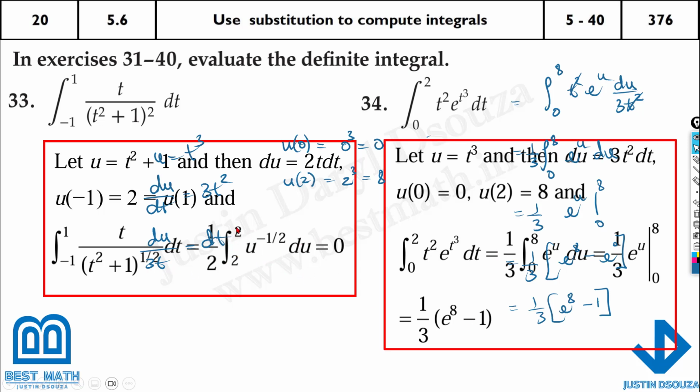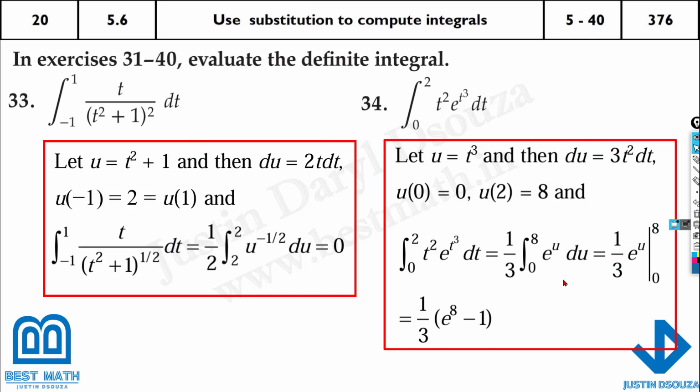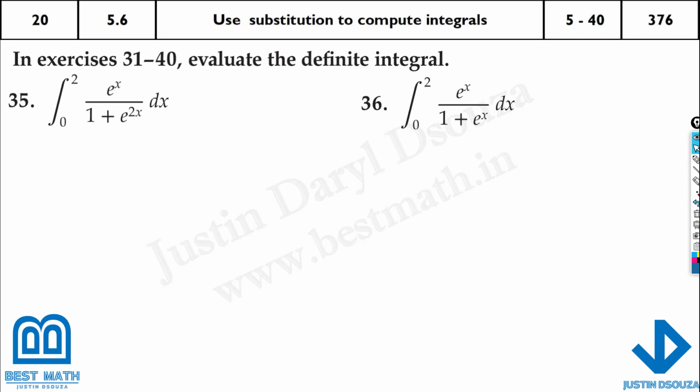They have written directly 0 because of the same limits. Now here we have got 1/3 e to the power 8 minus 1. They have just left it over there. You can also do the same. Or you can even write the value in the next step.